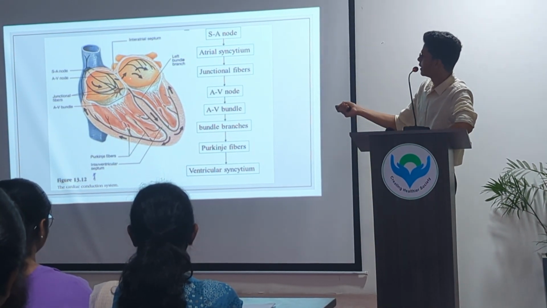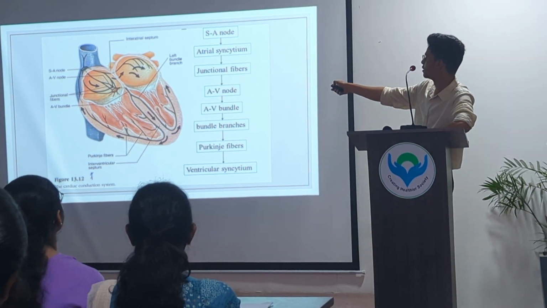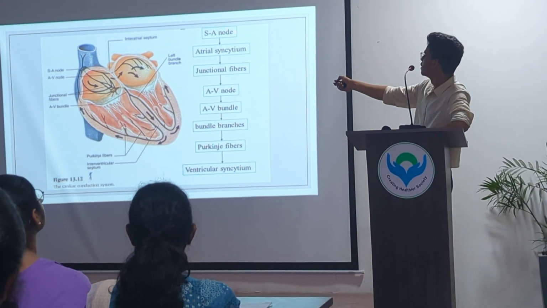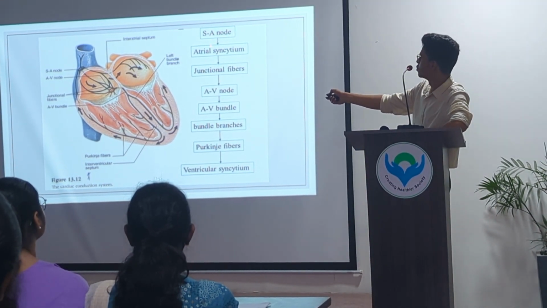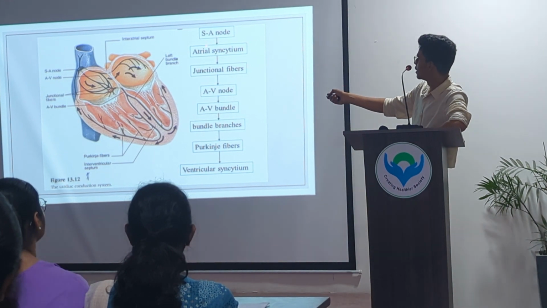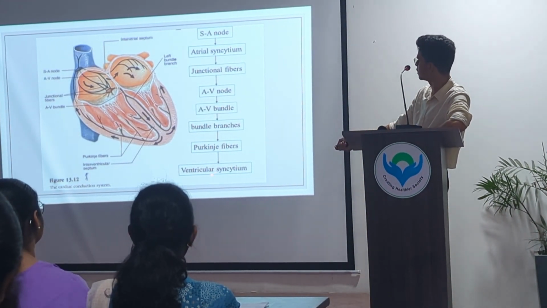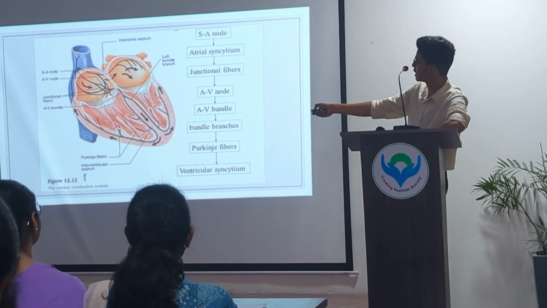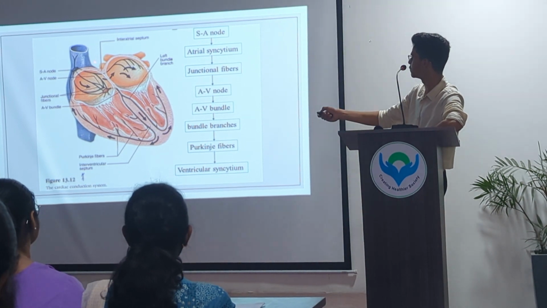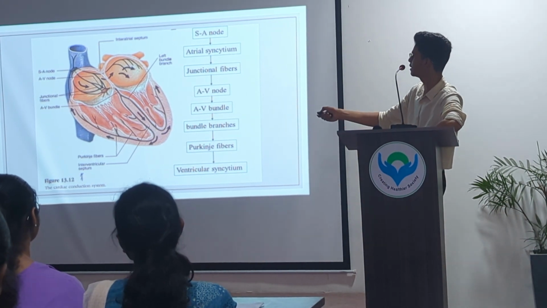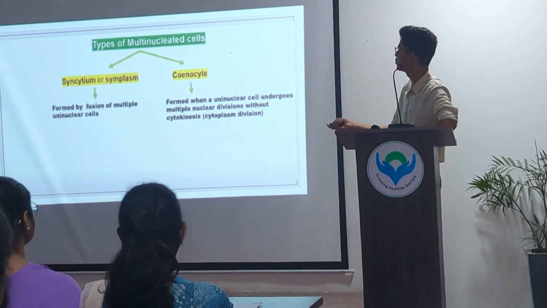And here is again the atrial and ventricular contraction. This is how it happens. First, the SA node, the pacemaker, initiates the impulse, and the impulse goes to the atrial syncytium, then to the junctional fibers, and then later to the ventricular syncytium. First the atria contract, later the ventricles contract. This way the cardiac output is maintained so that the flow of blood happens very efficiently.